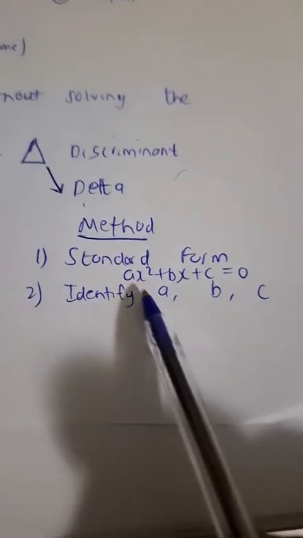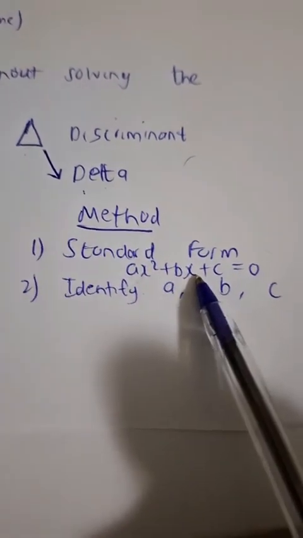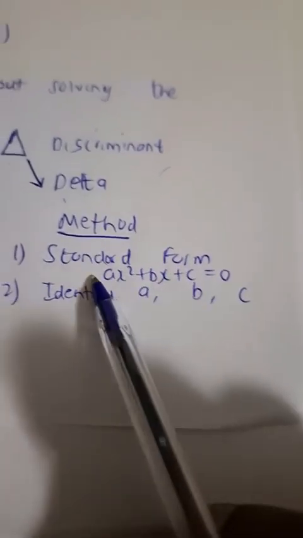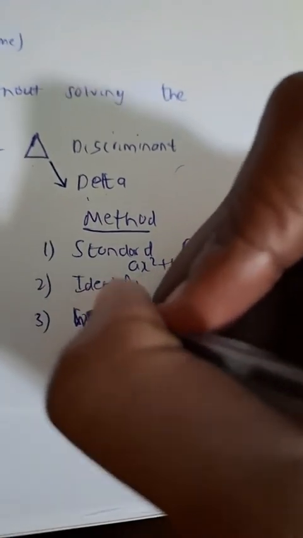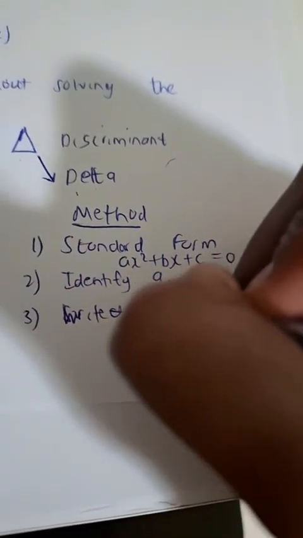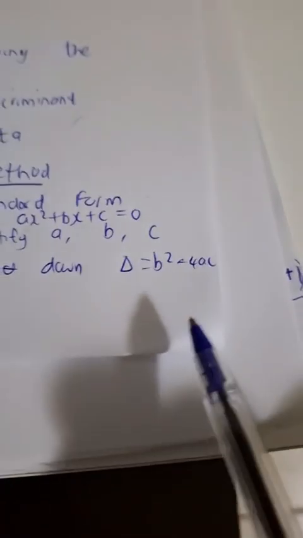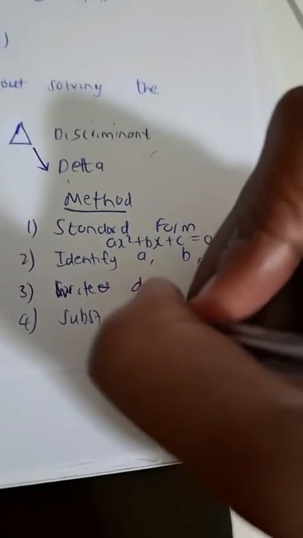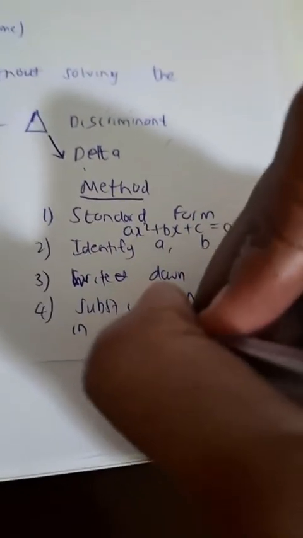So our a value is simply the coefficient of x squared, the number before x squared. The b value is the coefficient of x. The c value is our constant term. So when we have the equation in standard form, we can easily identify the values of a, b, c. Step three, we write down the discriminant, which is equal to b squared minus 4ac, which is delta. Step four, we substitute into delta the values of a, b, and c in brackets.